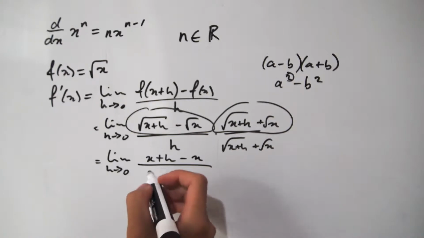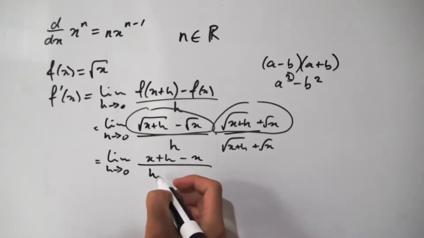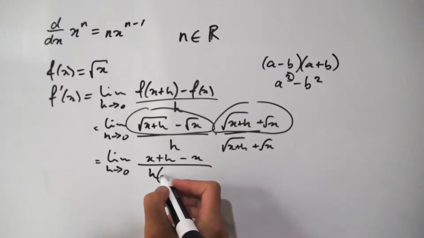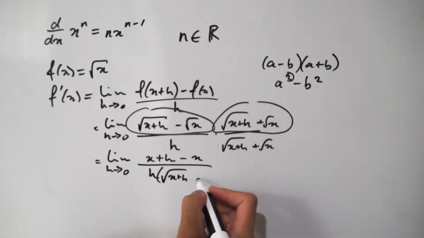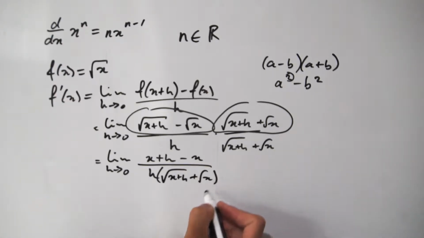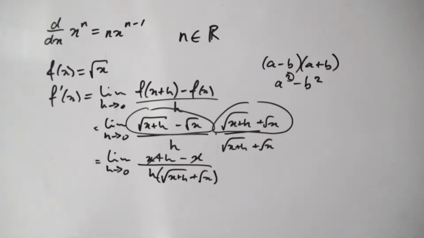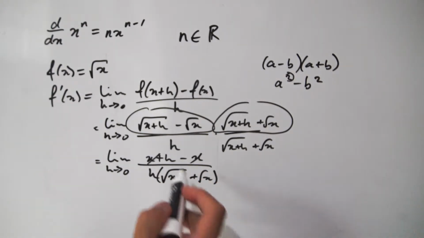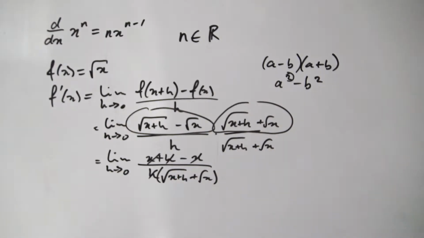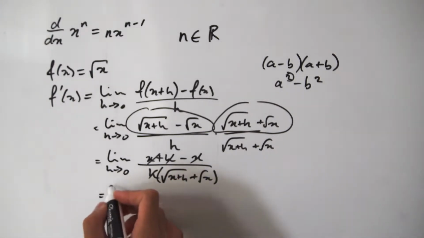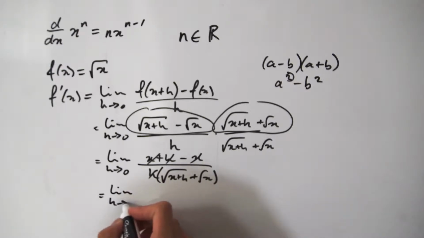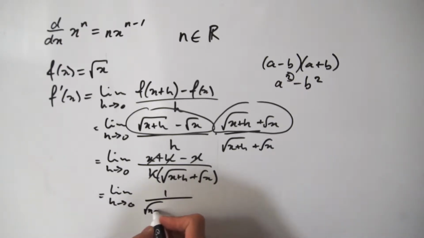And now we have h. Let's combine these two denominators together. So we have h times the square root of x plus h plus the square root of x. Alright, and you may notice that this x and this x will cancel, and another cool thing happens. This h and this h will cancel, and all that we're left with is the limit as h approaches 0 of 1 over the square root of x plus h plus the square root of x.